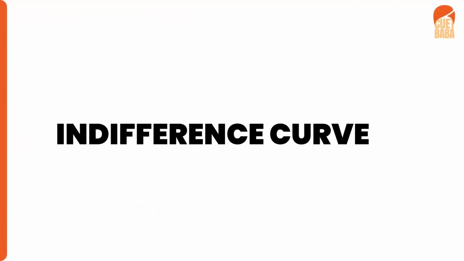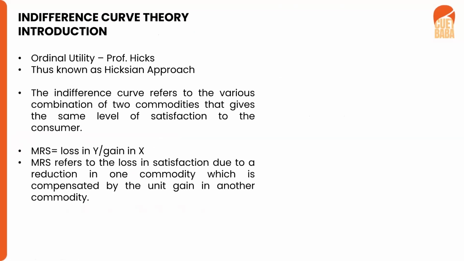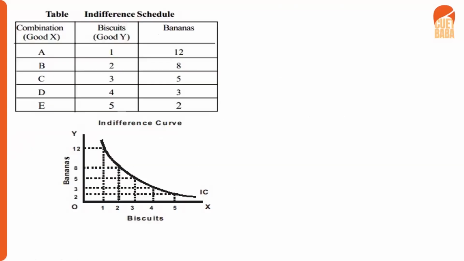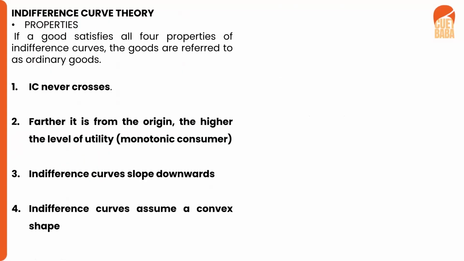So we'll just summarize what we have looked at in this class. First being the ordinal utility given by Professor Hicks, and thus it is known as the Hicksian approach. In the definition, two important points are various combinations of two commodities and the same level of satisfaction that the consumer receives. The formula of MRS, that is loss in Y divided by gain in X, and with the help of an example we can see here. Then we have four properties. First one is IC never crosses. Second, as it is away from the origin, the higher would be the utility. Third is it slopes downwards, and fourth is IC has a convex shape.